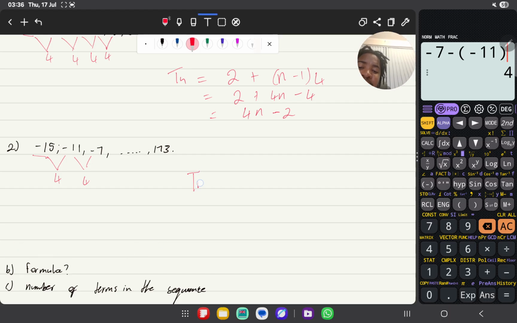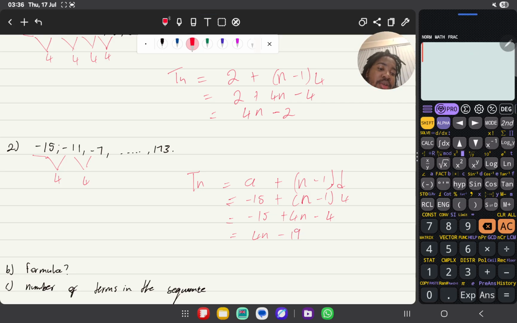So the formula, it's very easy. You have a plus n minus 1, and then d. So this is going to be a, the first number, which is minus 15, plus n minus 1 times 4. You have minus 4n minus 4, right? So then this becomes 4n minus 19. All right, so we're going to use this formula for 4n minus 19.